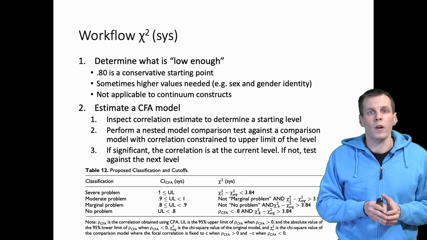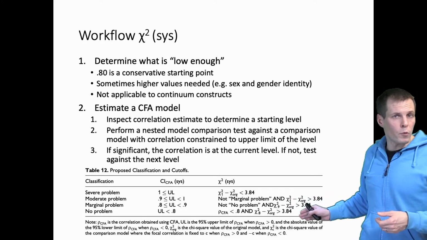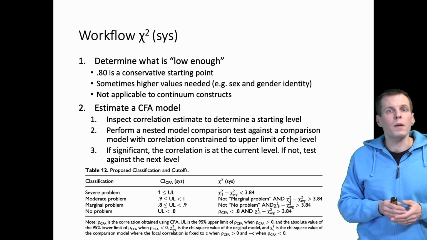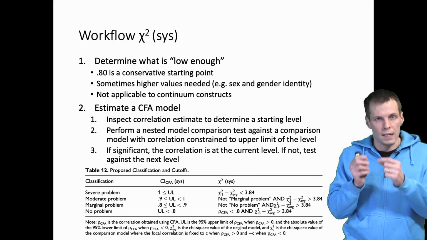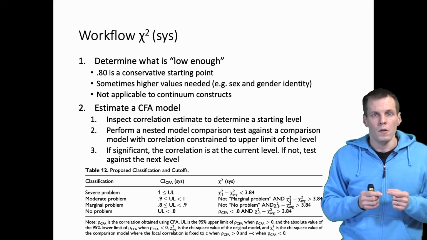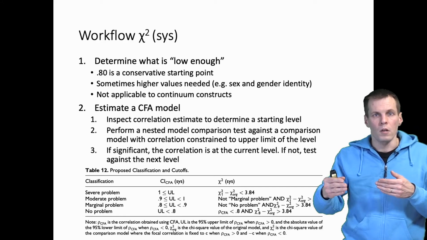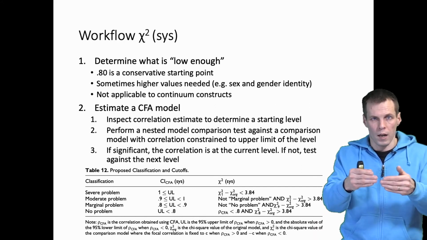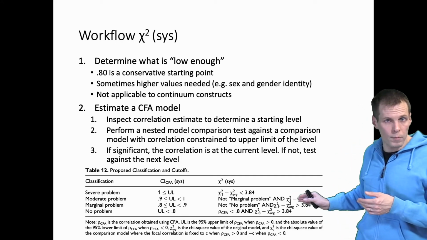So for example, if a correlation estimate is 0.8 and we use this classification here, we would position that correlation on the marginal problem level. Then we would test that correlation against the next level. So we would take the lower limit of the next level, which is 0.9, and we constrain the focal correlation to 0.9. We re-estimate the model, and then we compare the original model and the constraint model. If they are not statistically significant, then we move that correlation to the higher level. So in this case, we would move the correlation from marginal problem to moderate problem.